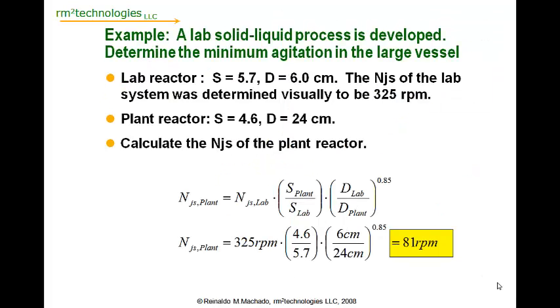Let's take our data now. The lab reactor had an S value of 5.7 and a diameter of 6 centimeters. The NJS of the lab system was determined visually from your lab experiments to be 325 RPM. From a table, we determined that the plant reactor had an S value of 4.6 and a diameter of 24 centimeters. We can now calculate the NJS for that plant reactor by simply plugging in the numbers. And we find that the plant must operate at least 81 RPM to achieve a similar mixing condition as the lab reactor.